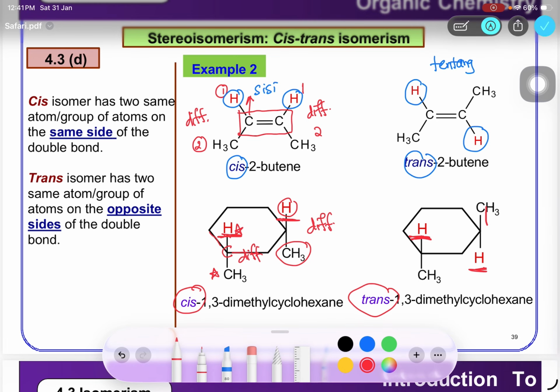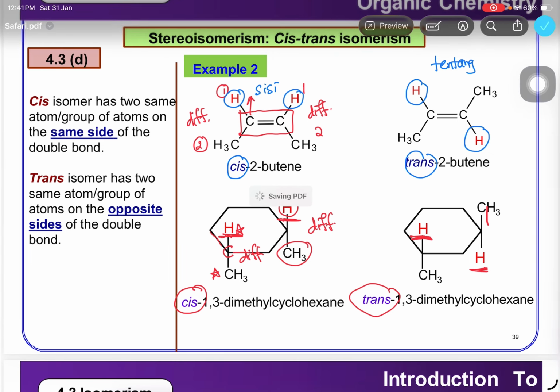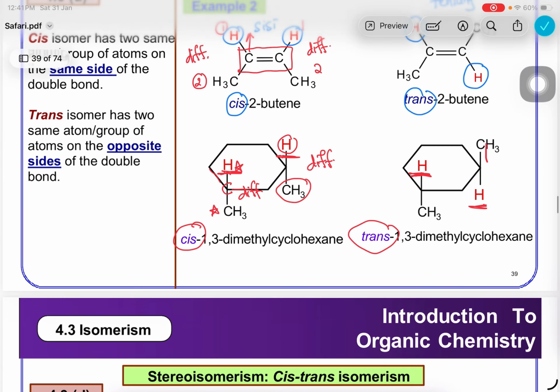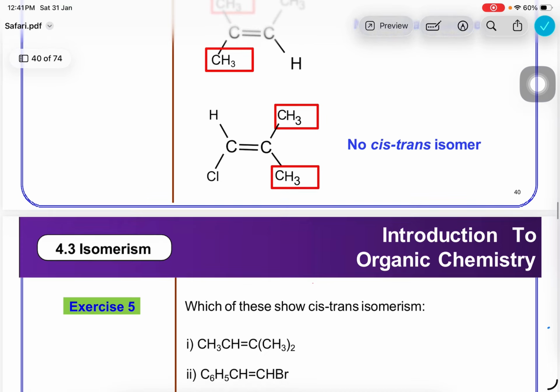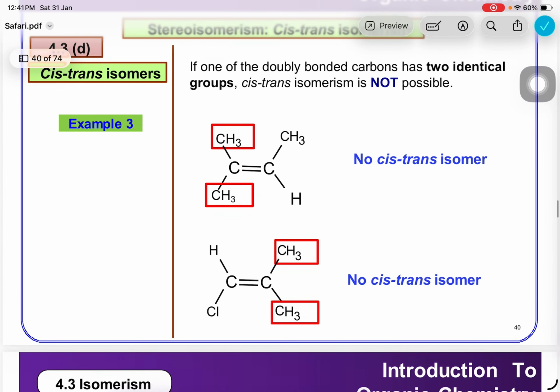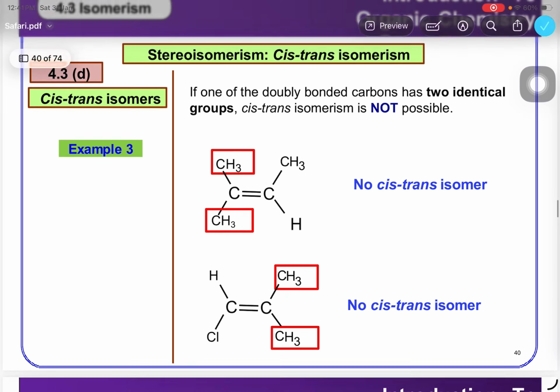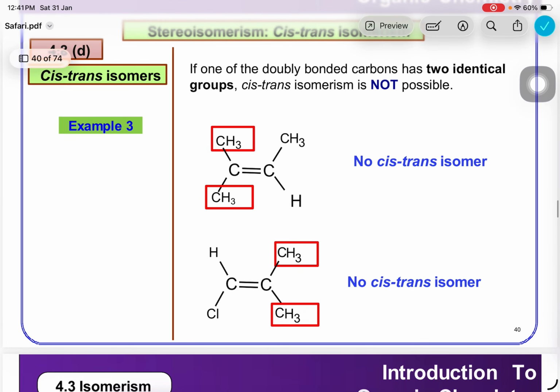Next, we are going to check with an exercise whether each compound can show cis-trans isomers or not.